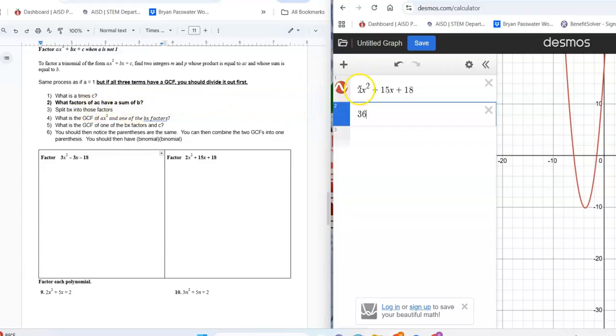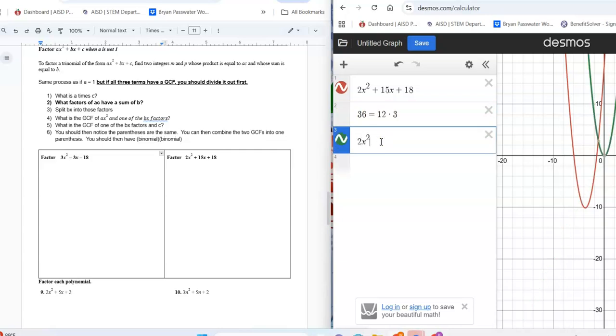A has been 1 for a while. Now it's 2. AC means 2 times 18, and that's 36. So I want the factors of 36 that add up to 15, and those are 12 and 3. 12 times 3 is 36, but if you add them together, you get 15. Okay, so now we're going to do the exact same process as earlier, where you split up the bx into those two factors. So I split up 15x into 12x and 3x.